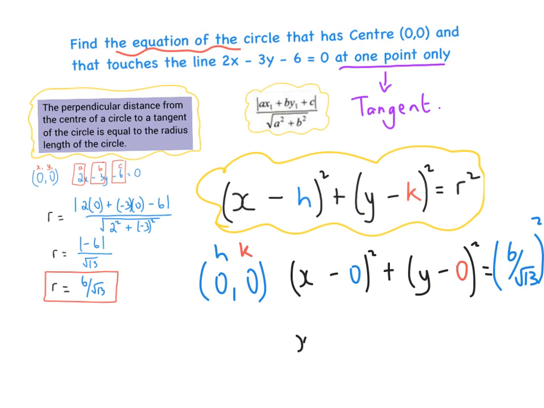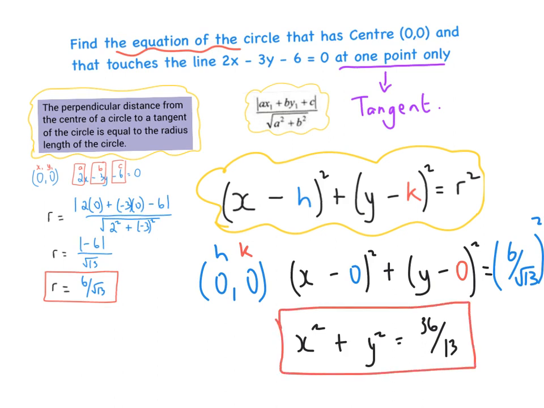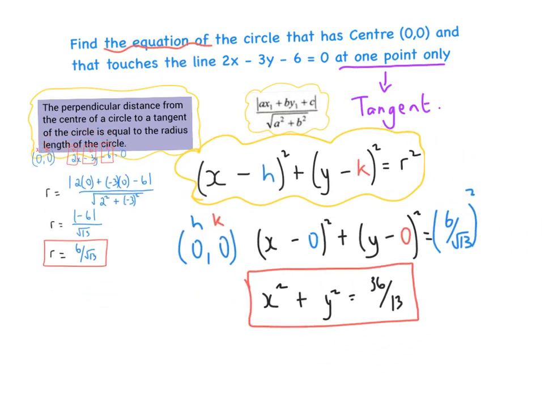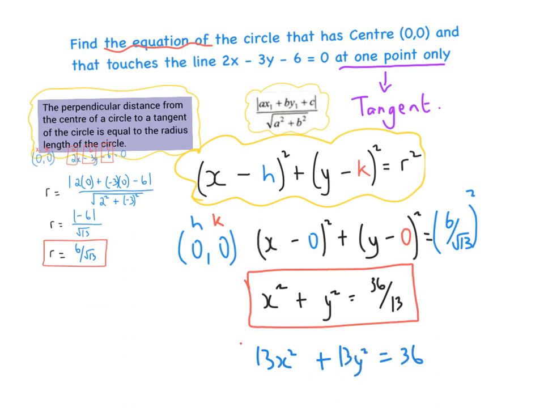So it's going to give us an equation for this circle, x squared plus y squared, well, 6 squared is 36, over root 13 squared, which is 13, and that is our equation for the circle. Now, we could tidy that up and, multiplying across by 13, have 13x squared plus 13y squared is equal to 36. Okay, so either of those formats at the end are perfect for our equation for the circle.